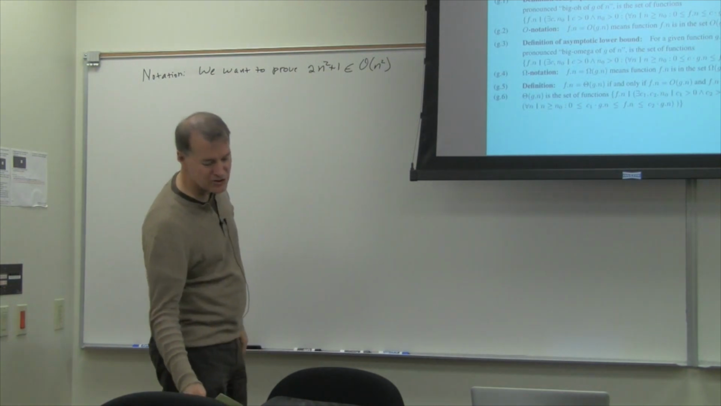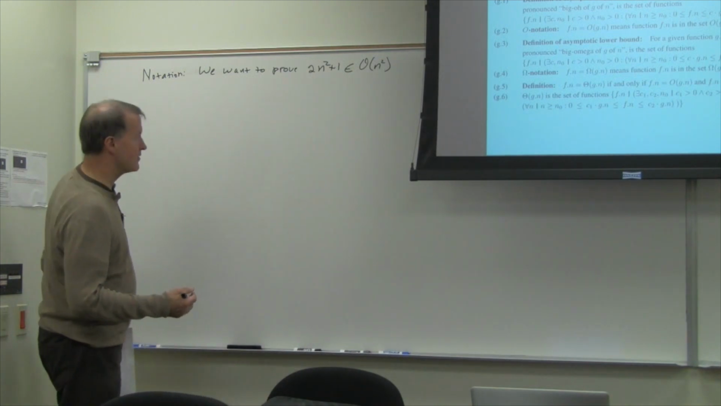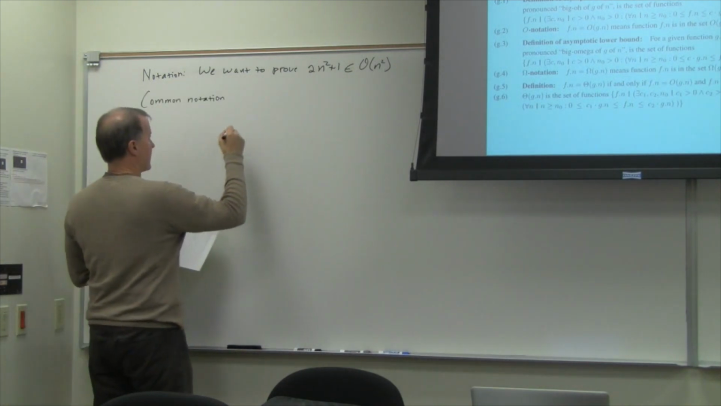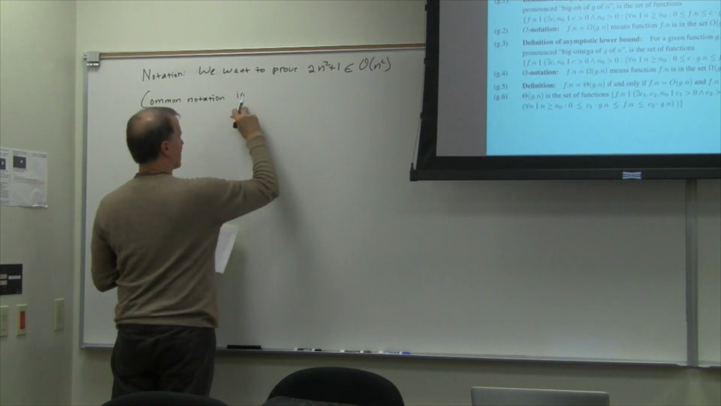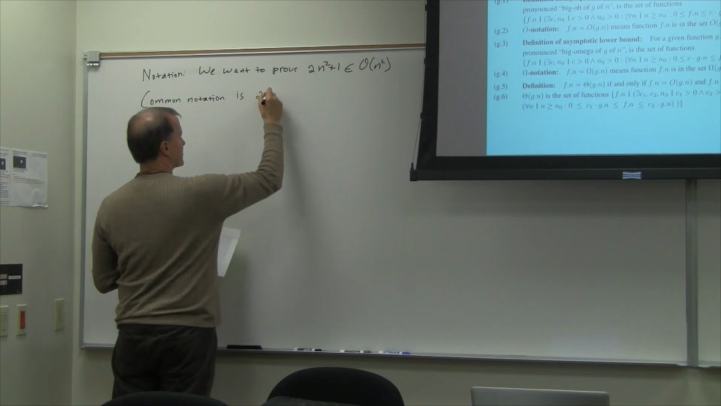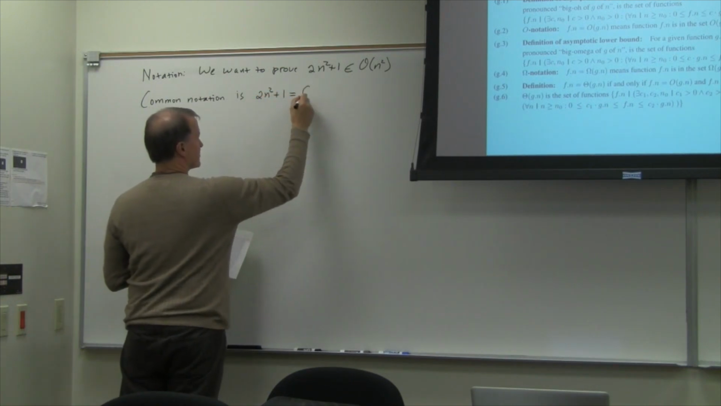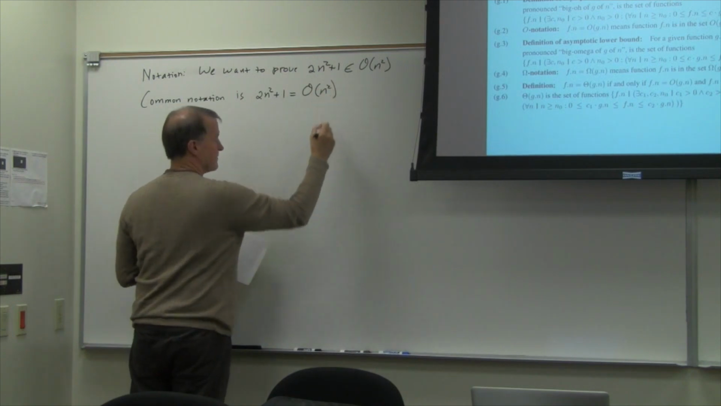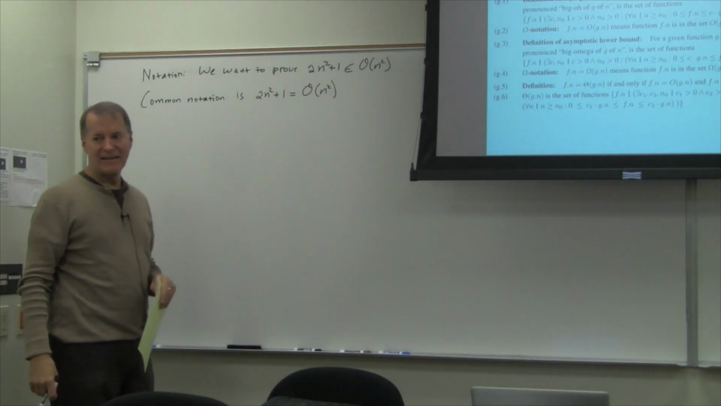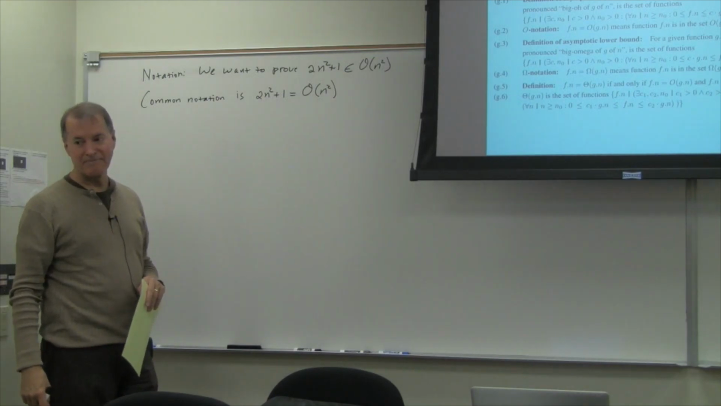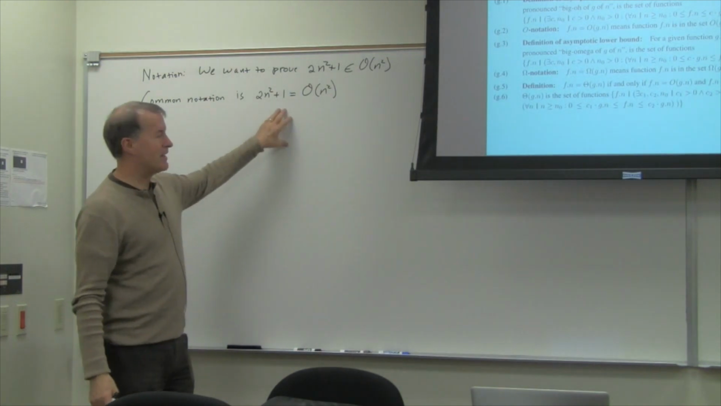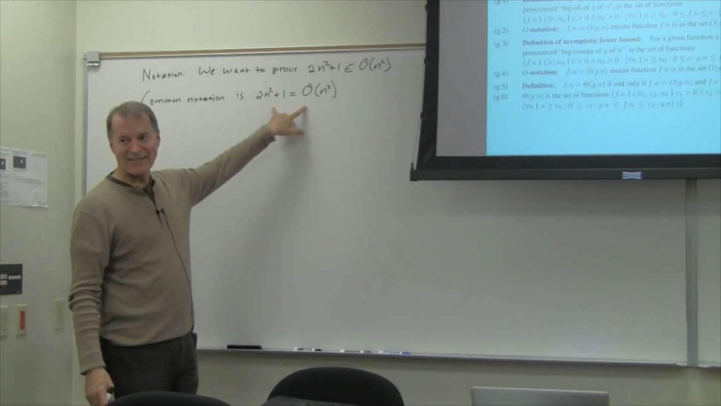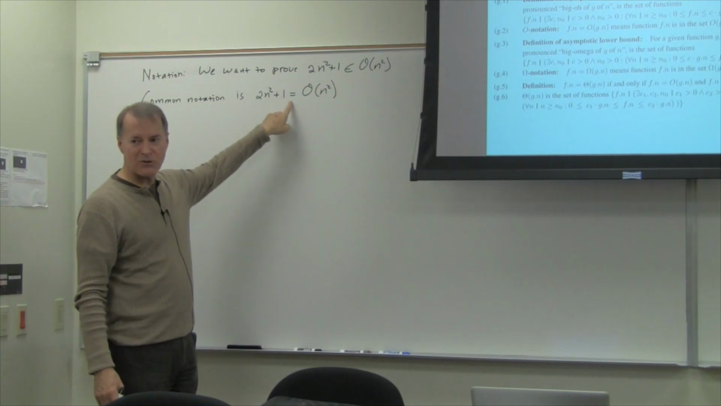Because this is a function and this is a set of functions, this makes sense. Now, unfortunately, there is a common notation, and the common notation is to not use is an element of. The common notation is 2n squared plus 1 equals big O of n squared. Now, that is weird. And strictly speaking, is this correct mathematically? No, because what do we know about equals? You have to have the same type on both sides of the equals.